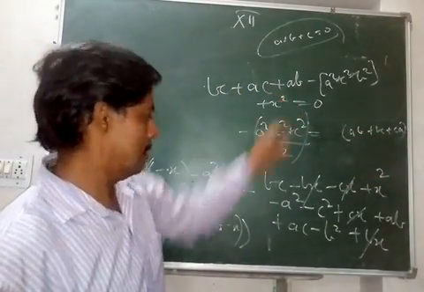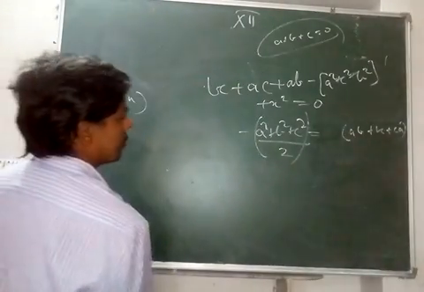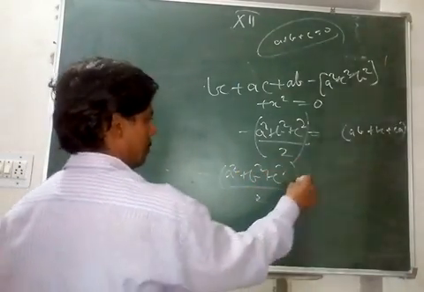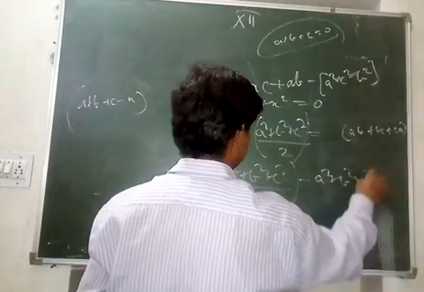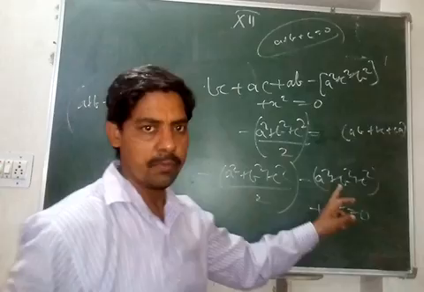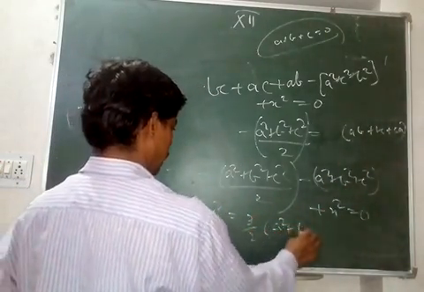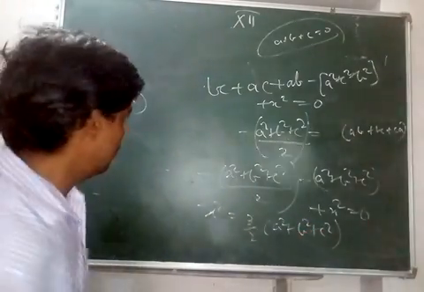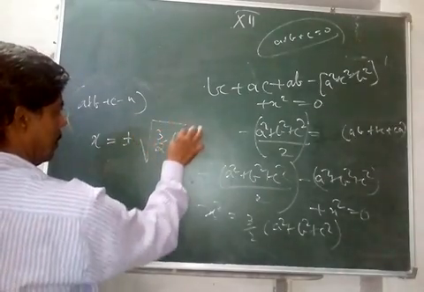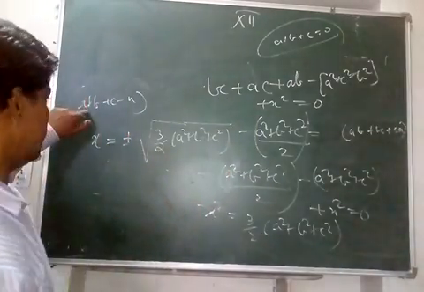This value we will substitute here. So what will we get? This is minus a square plus b square plus c square upon 2, minus a square plus b square plus c square plus x square is equal to 0. Both these negative, half plus 1 is 3 by 2. I can take it that side. X square is equal to 3 by 2 times a square plus b square plus c square. Now take the square root and you will get x is equal to plus minus root of 3 by 2 times a square plus b square plus c square. That is one of the answers. And see, this is the other bracket.